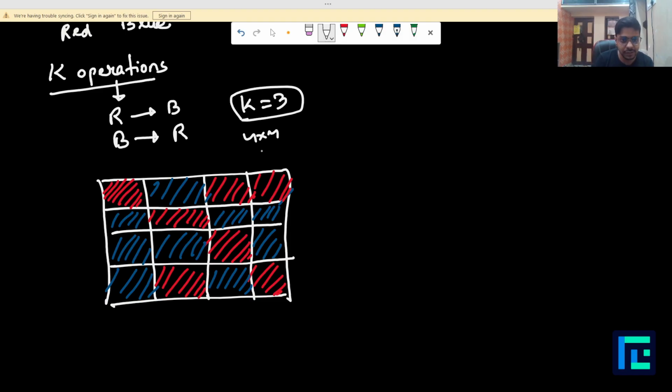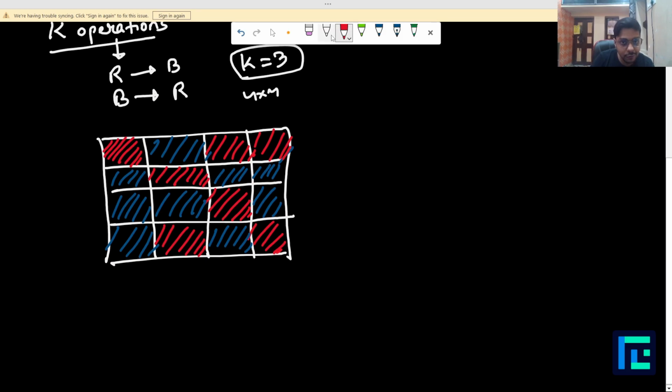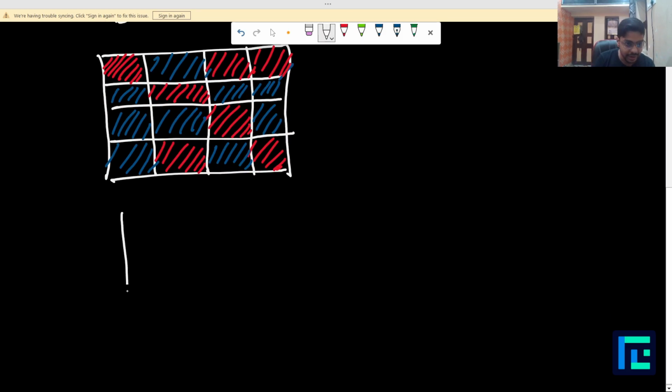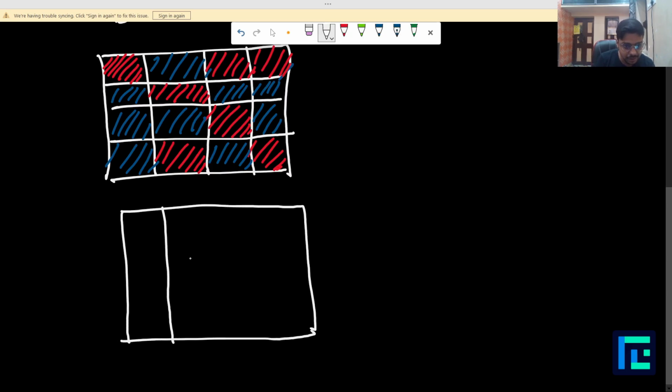So the value of k given is 3. You need to perform 3 operations on this particular n cross n grid, right? And the operations should be performed in a way so that when you rotate this grid by 180 degrees, the pattern exactly matches. So just tell me, if I rotate this grid by 180 degrees, how will the grid look? It will still be a 4 cross 4 grid, right?